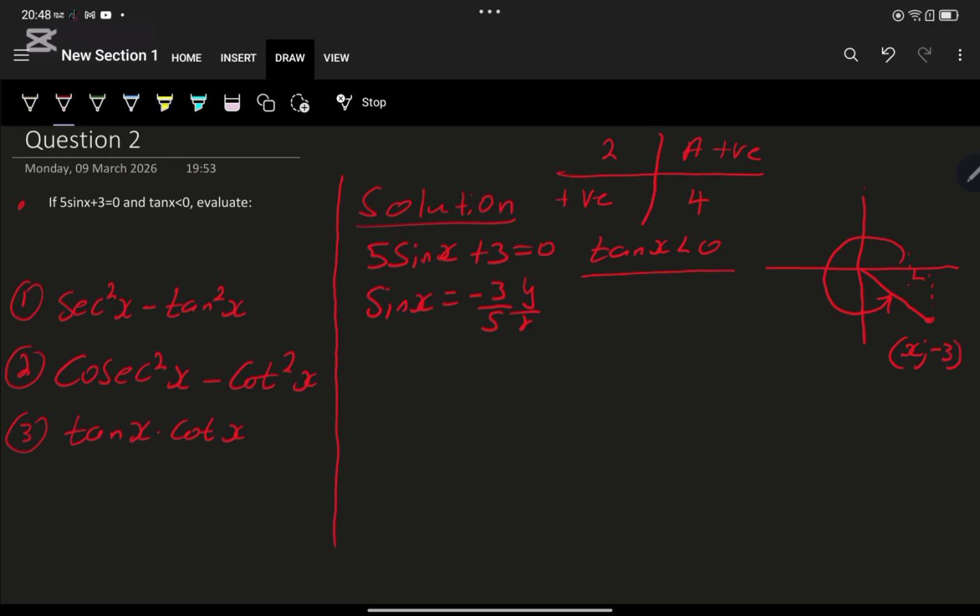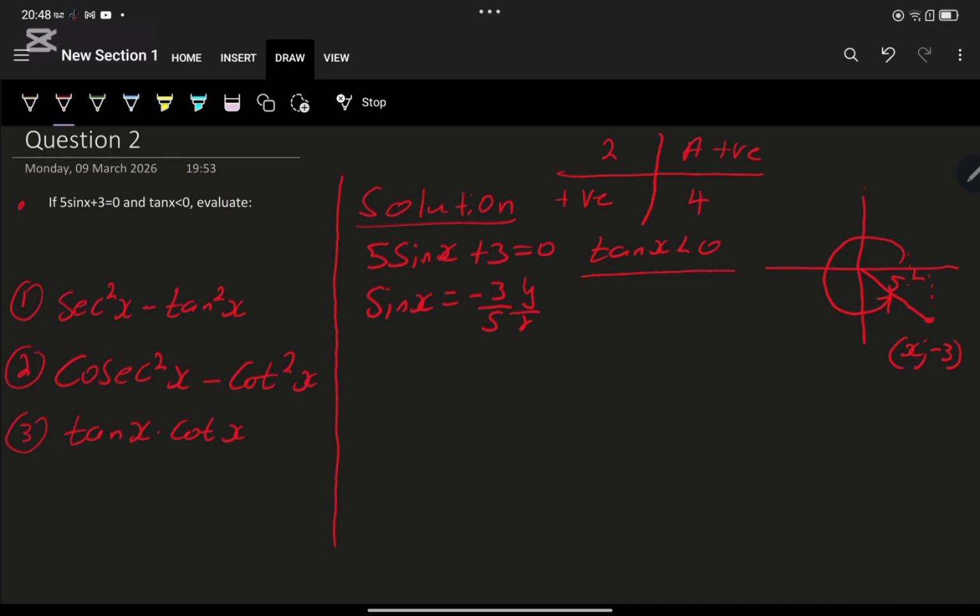I only know the value of y and the value of r. I don't know the value of x. The value of y is negative 3 and the value of r is 5. So the value of the radius is 5.